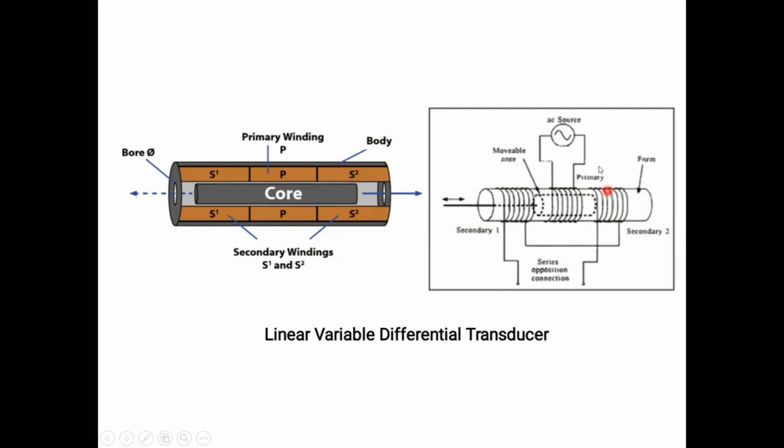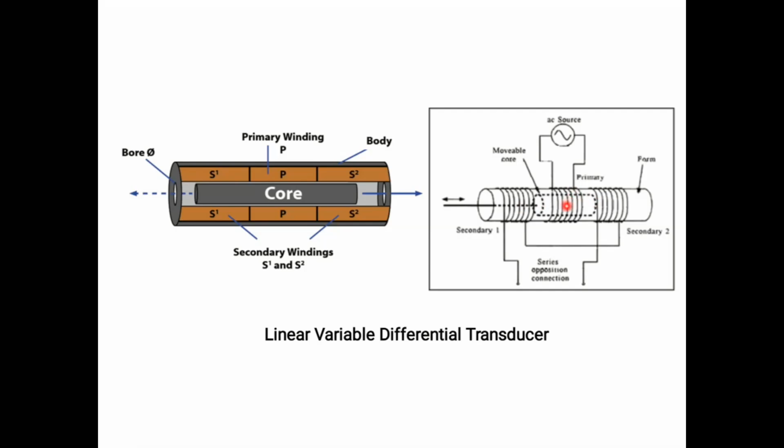You observe here one AC source is connected to the primary winding. Simply, alternating current is allowed to pass through this primary winding. When it passes through this primary winding, it induces the magnetic flux. This magnetic flux in turn interacts with the secondary windings on either side. On the left side, one secondary winding is there, this is S1. And on the right side, one secondary winding is there, that is called S2.